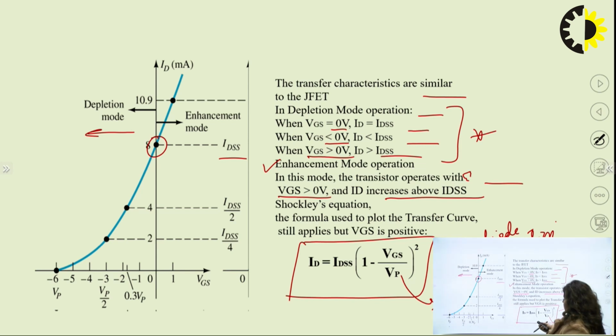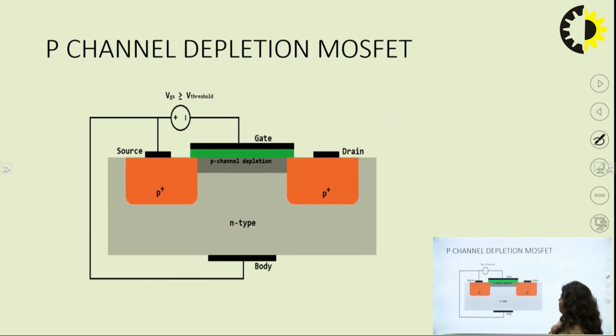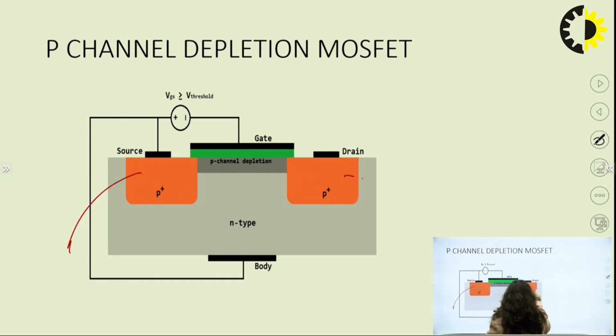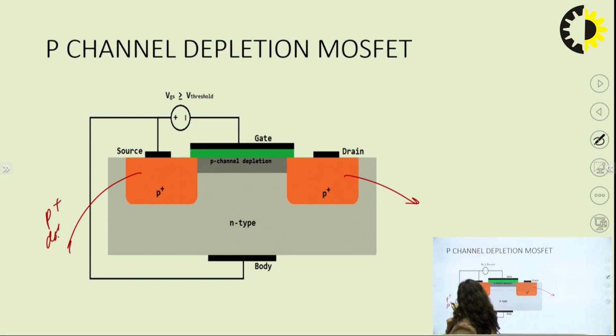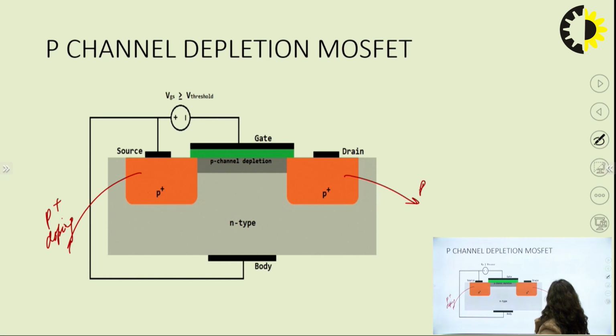So next we have the P channel depletion MOSFET. In the same way as we have discussed the N-channel depletion MOSFET and the enhancement MOSFET, we have the P channel depletion MOSFET. Here the source and the drain have P plus type of doping. So we have P plus doping in the source and P plus doping in the drain.